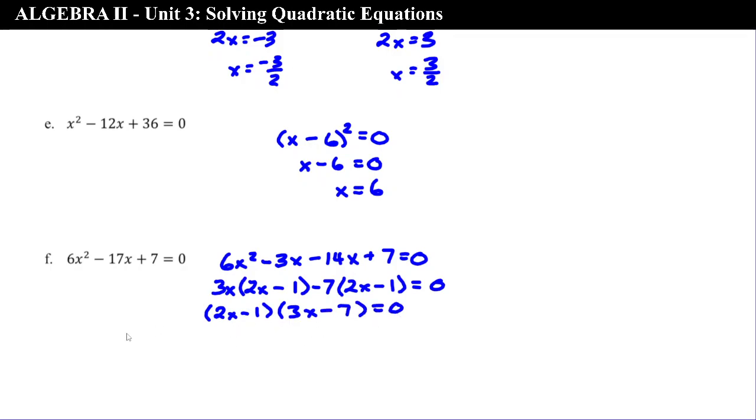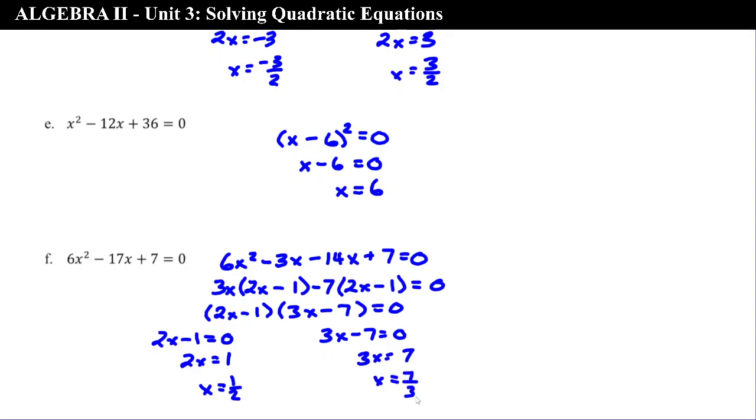And now that we have factored it, we can split up our two sides for our zero product property. So we have 2x equals 1, so x equals 1/2. And then we have 3x equals 7, which gives us x equals 7/3. And those are our two solutions for this particular quadratic equation.